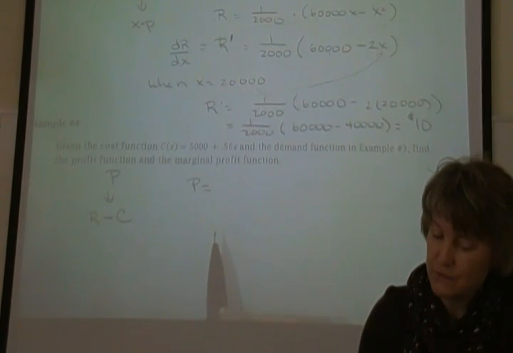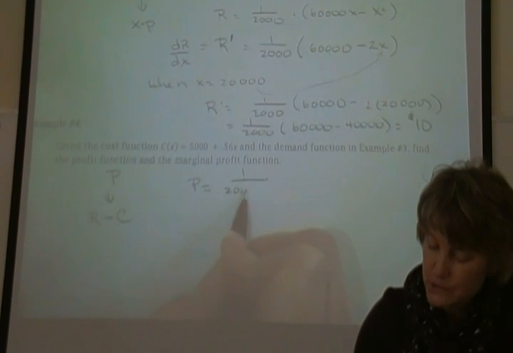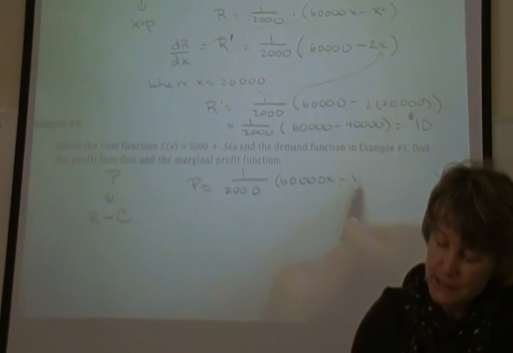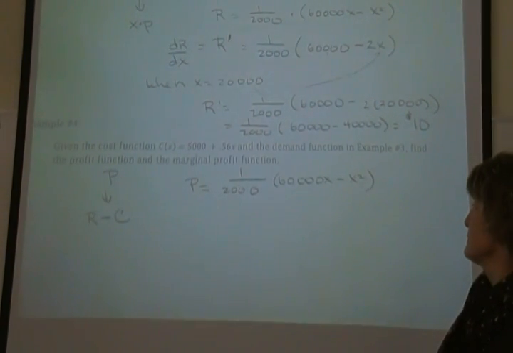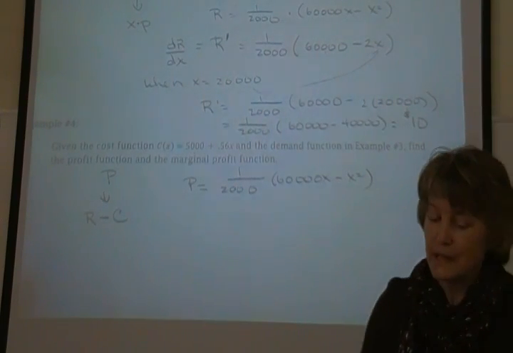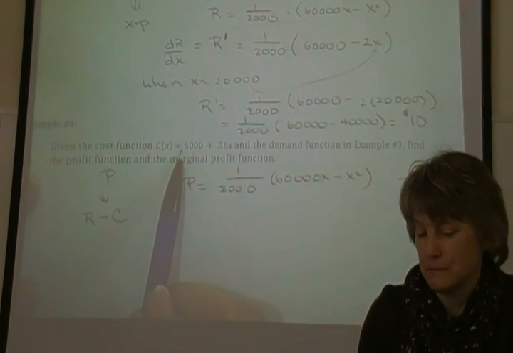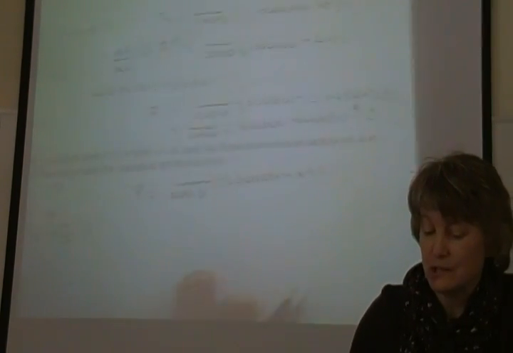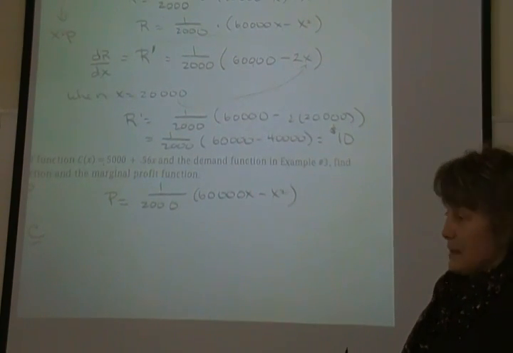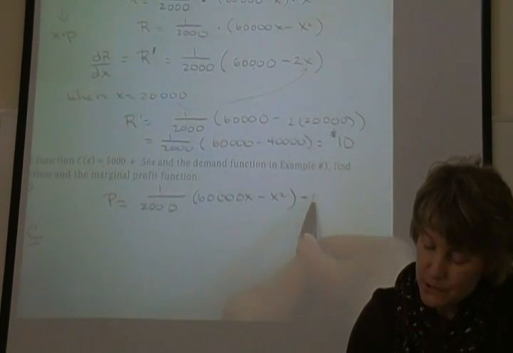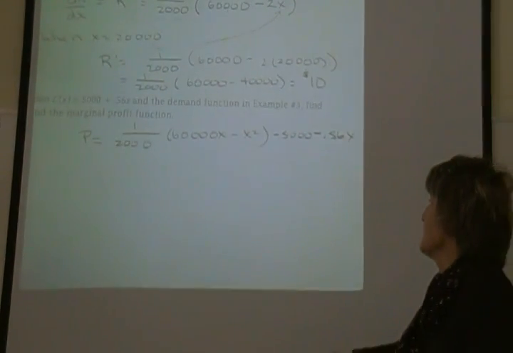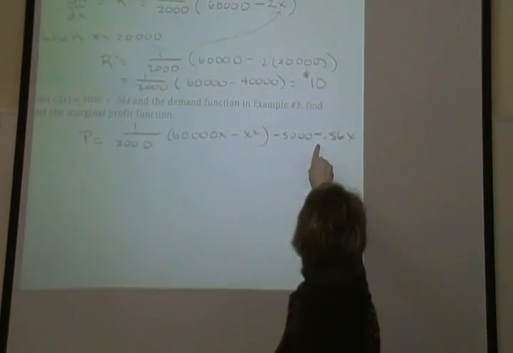I'm going to take my revenue function from example 3, which was 1 over 2,000 times 60,000x minus x squared, before I took the derivative. It's my revenue function. And I'm going to subtract my cost. Now, the biggest problem with subtracting cost from revenue is people who forget to distribute the negative. So we're going to make sure we distribute a negative to the 5,000 and a negative to the 0.56x. So we are finding profit by taking the revenue function from 3 minus the cost.